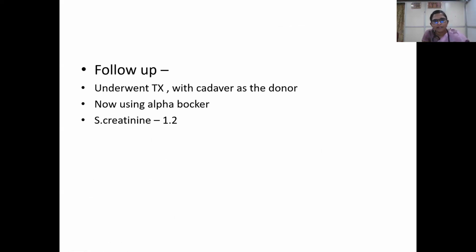So follow-up: underwent transplant with cadaver as the donor. Now on alpha blocker, creatinine is 1.2. So this suggests that the primary bladder neck obstruction is incidental. The amount of improvement you get with alpha blockers for patients who have bladder outlet obstruction is very modest. Somebody who would damage the upper tracts because of a lower tract problem is very unlikely to get sorted out with an alpha blocker and then be able to have a transplant and do well post-transplant without undergoing surgery. So the odds are, and you said there was no hydronephrosis, that the CKD was not related to the lower tract problem, but the patient had an incidental primary bladder neck obstruction as well.